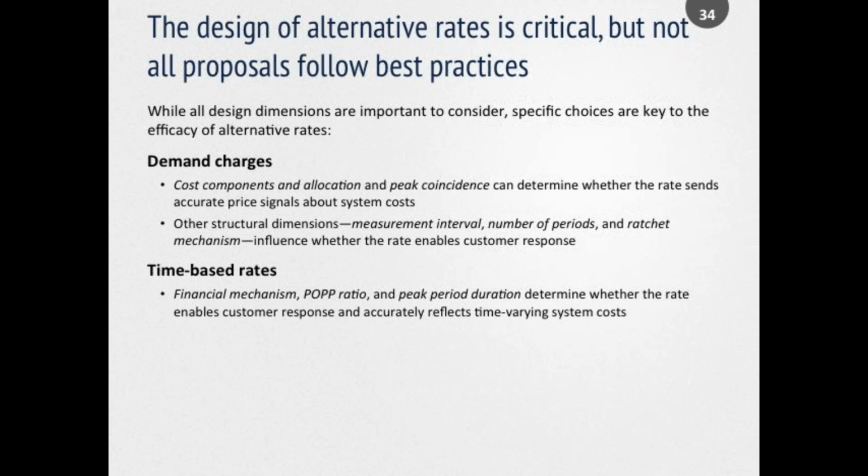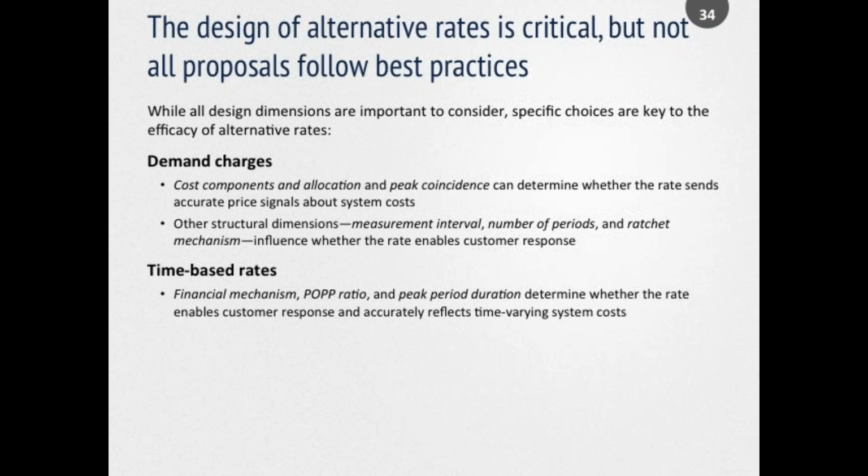On the demand charge side, there's a couple of particular design choices to highlight. So cost components and peak coincidence are really key to determining whether the rate sends accurate price signals of system costs to customers. At the same time, there are other dimensions, including measurement interval, number of periods, and the ratchet mechanism, if there is one, which will influence how well customers are able to respond to it.